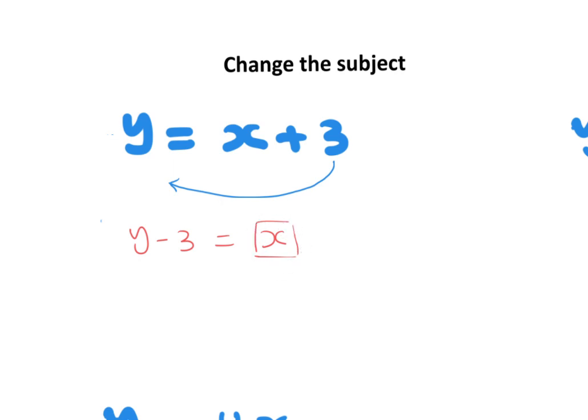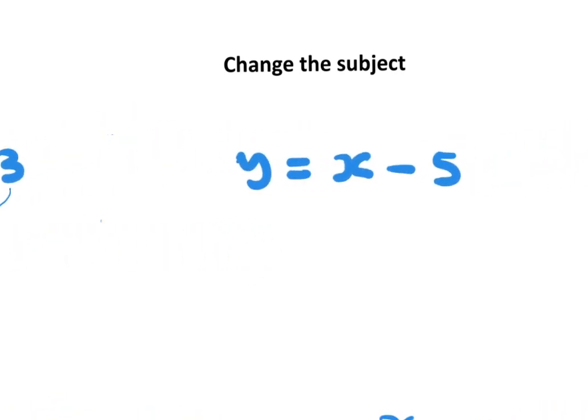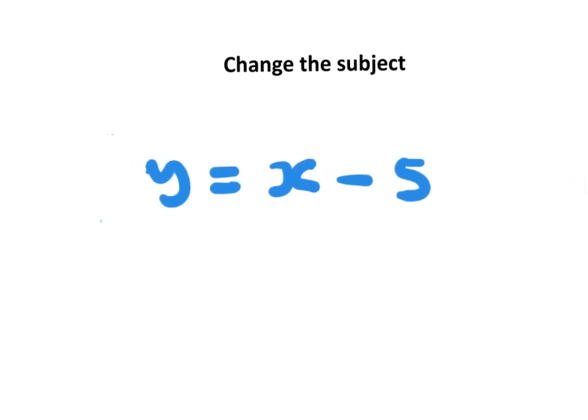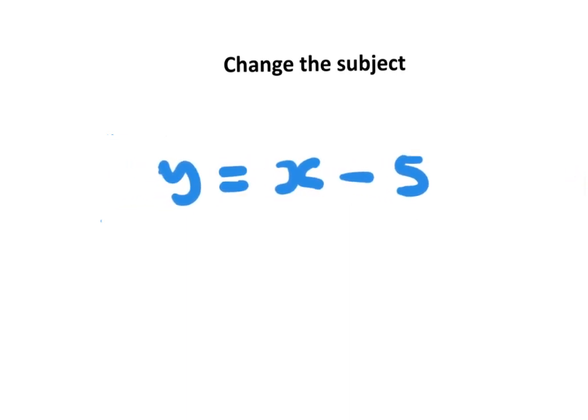Okay? Can we do the same for the second equation? y equals x minus 5. I need to change it so that x is the subject. Now y is the subject, because y is on one side. Can we make x the subject?